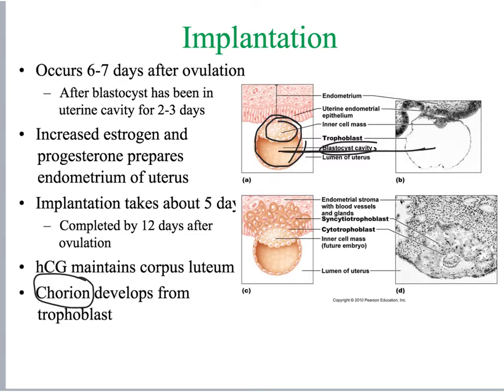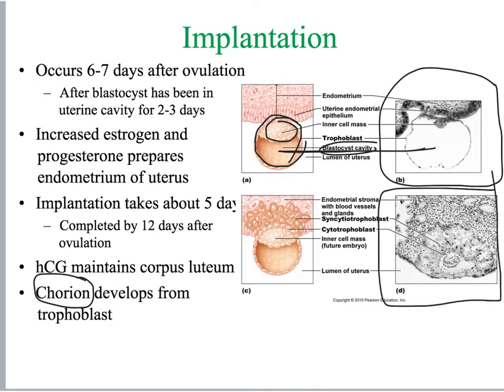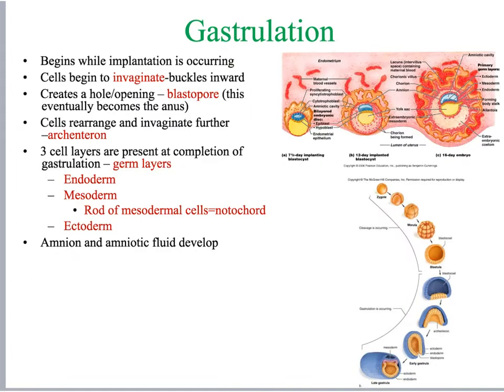Now, the cartoon version is interesting, but look at the real deal over here on the right, and then look how it implants and embeds itself into the woman's endometrium. Again, it takes about 5 days, and it's completed by about 12 days after ovulation. Now, while implantation is occurring, there's lots of things still happening. This embryo is still developing, and we call the next stage of embryonic development gastrulation.